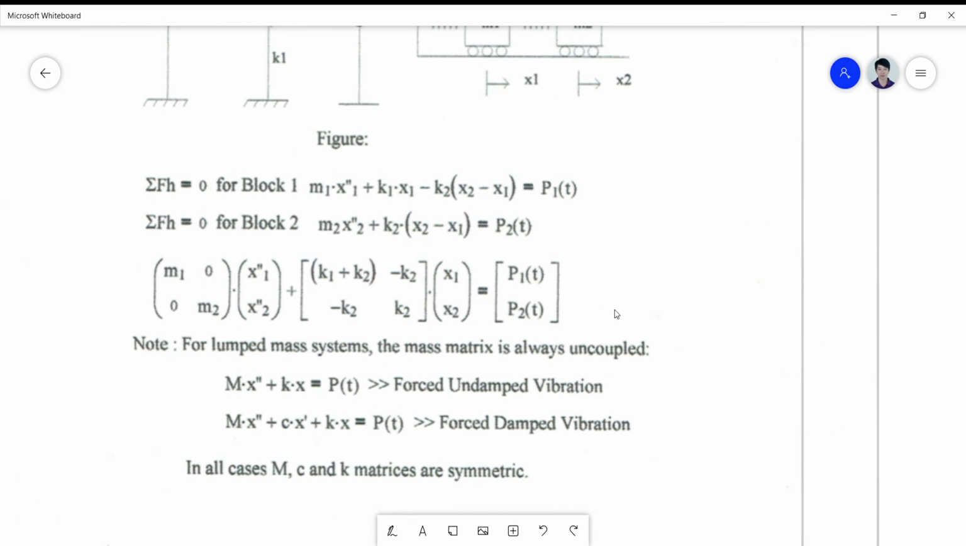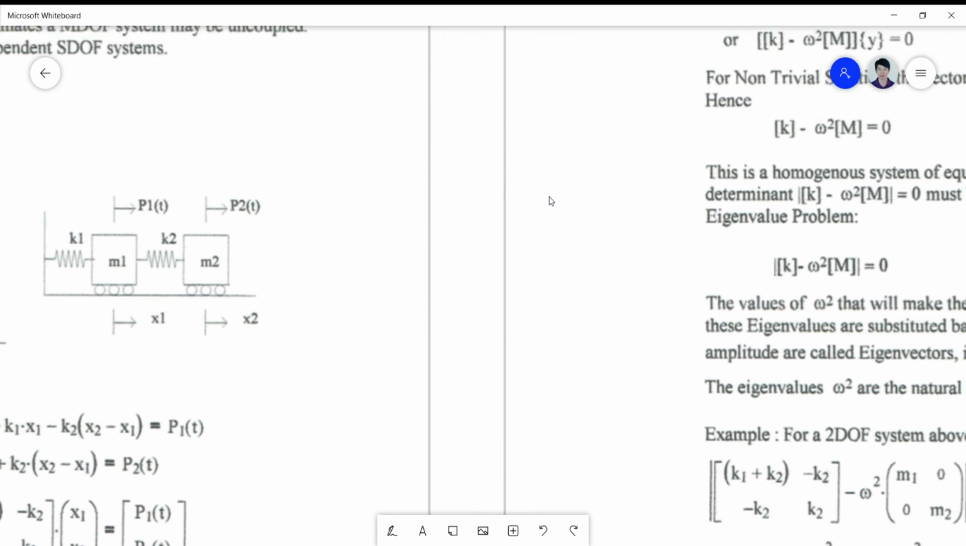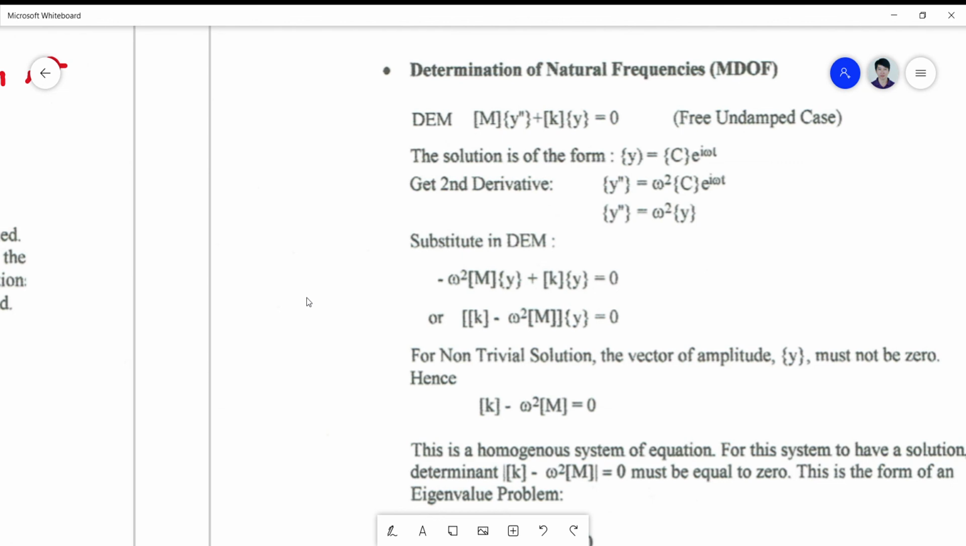Okay, so that ends the first part. I will continue discussing on the second part, the process of determining the natural frequencies in the MDOF system.